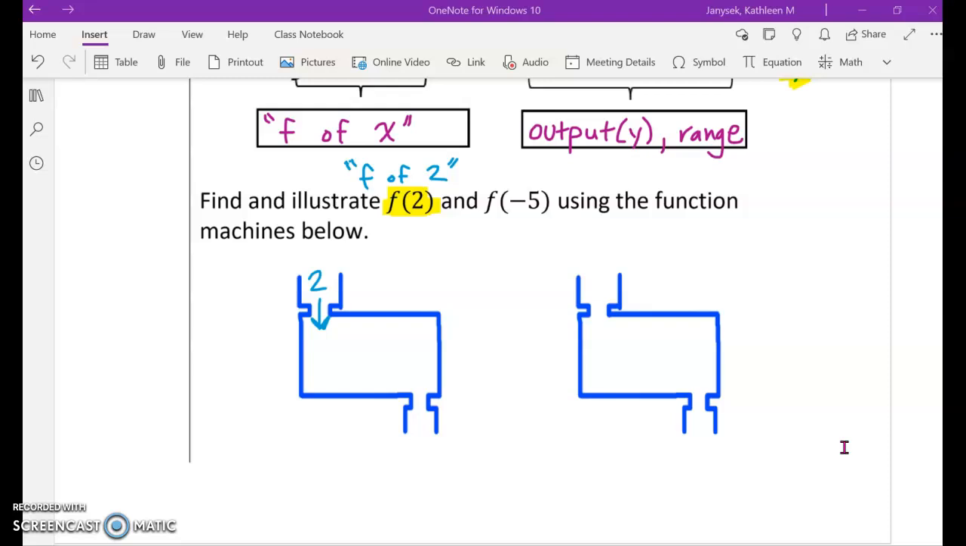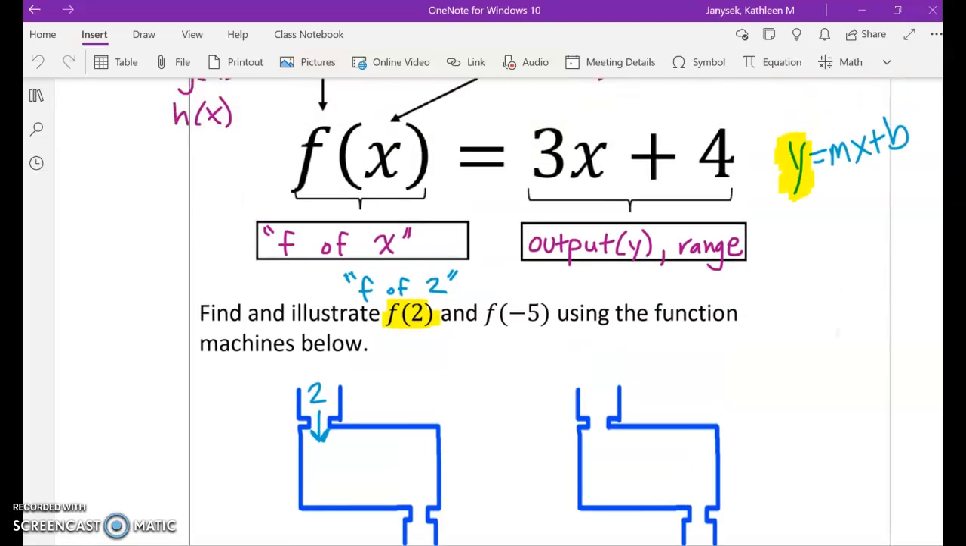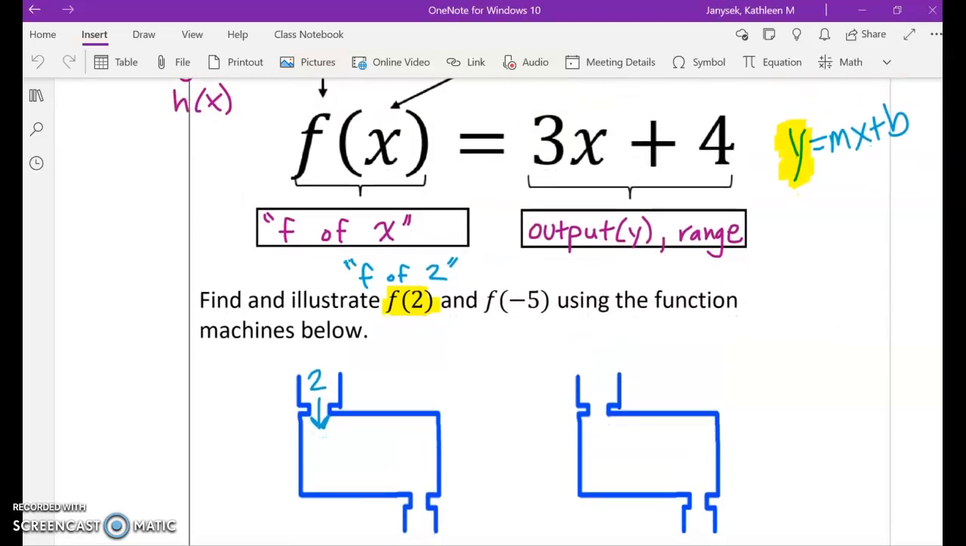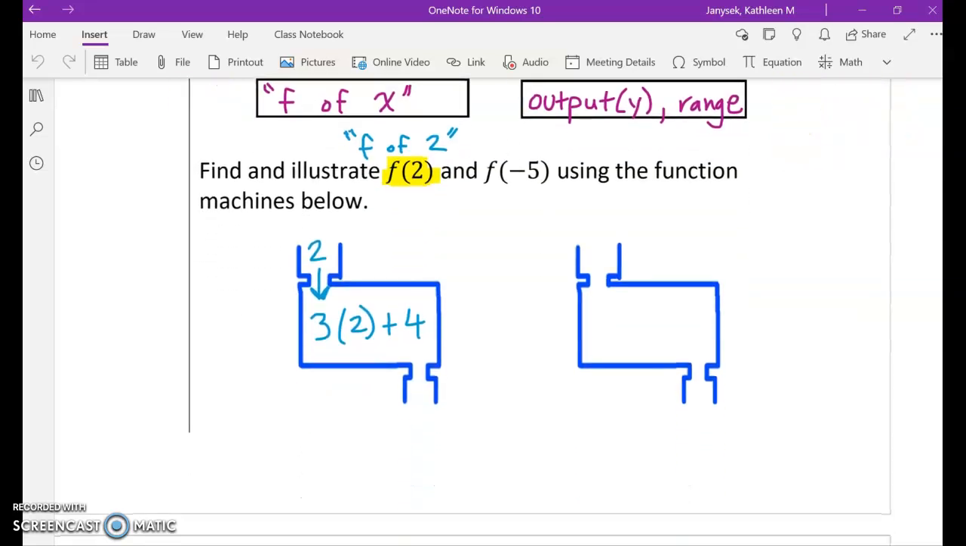Now, which part is the function? Let's go back up here and look at the top. There's the function itself. So I'm going to take the right side, the 3x plus 4, and anywhere there's an x, I'm going to replace it with 2 because that's what we're trying to input. Our input is 2, so we're replacing every x with 2. And then we're going to calculate it. So what is 3 times 2 plus 4? 3 times 2 is 6, plus 4 is 10.